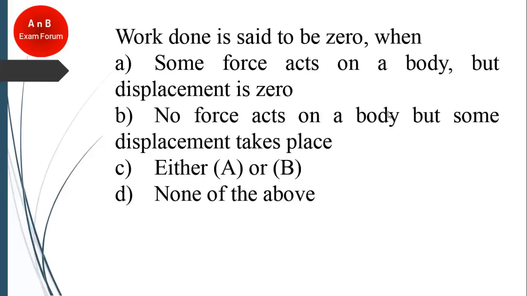Work done is said to be zero when some force is acting on a body but displacement is zero. Work is said to be done only if displacement is there. Okay, if there is no displacement, no work is done. And if no force is acting on the body and displacement takes place, then also work done is zero. So the correct option is option C, either A or B.